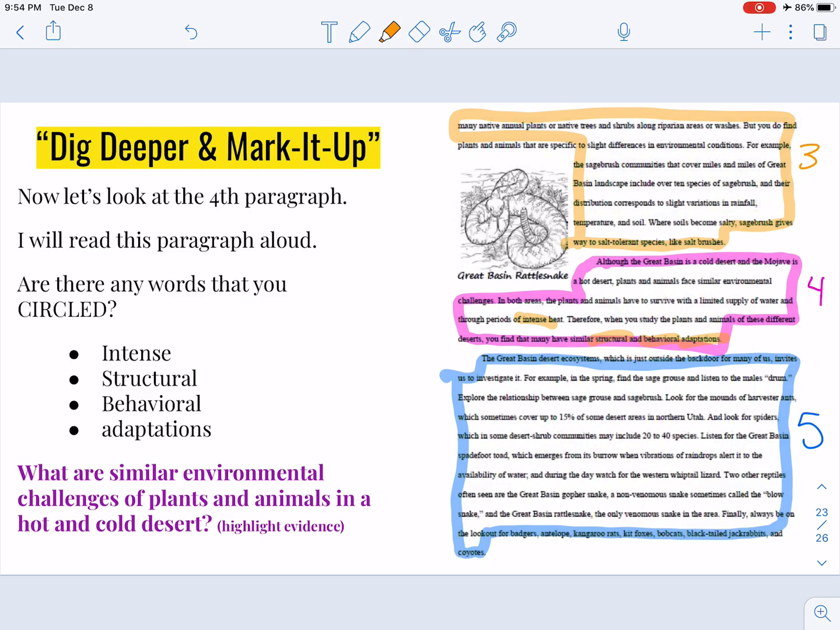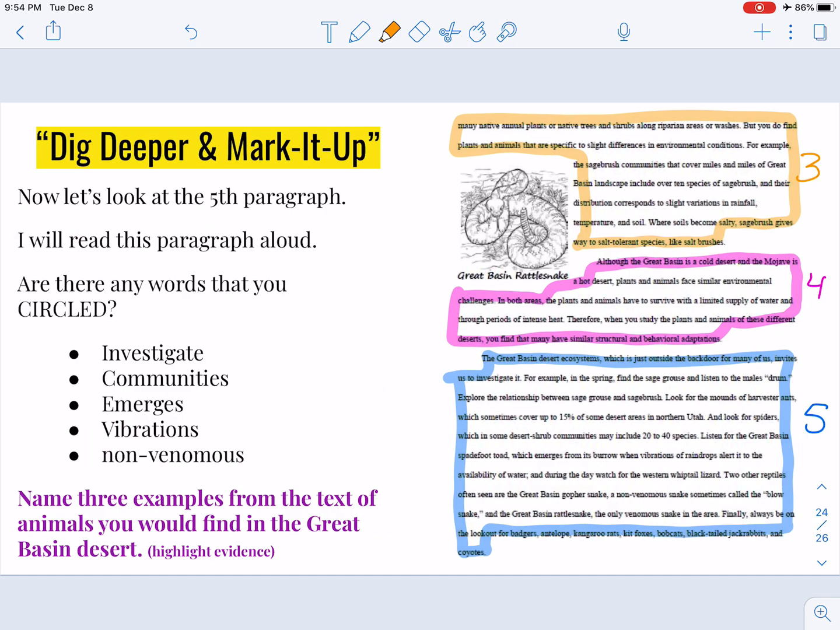Now, what does it say are some similar environmental challenges of plants and animals in a hot and cold desert? Go ahead and pause, think about that and see what you can find. If you said, in both areas, the plants and animals have to survive with a limited supply of water and through periods of intense heat, you're absolutely right. Those are some similar environmental challenges that both plants and animals in hot and cold deserts have to deal with.